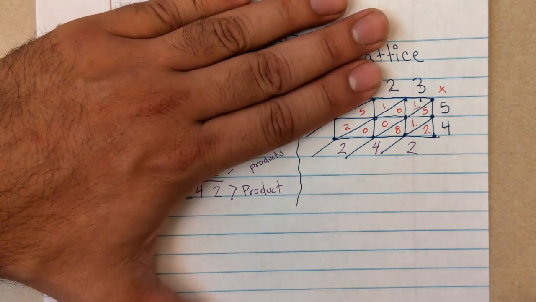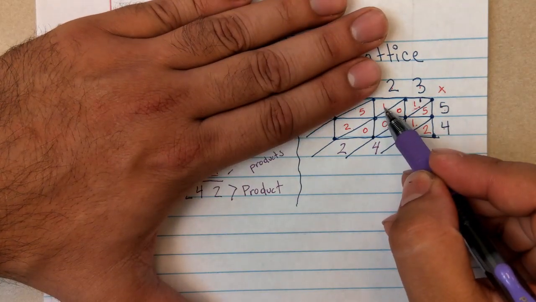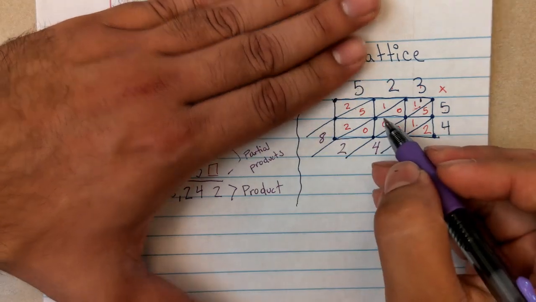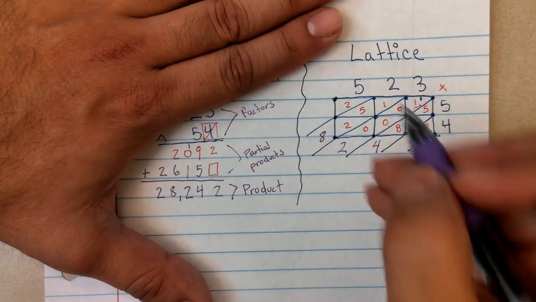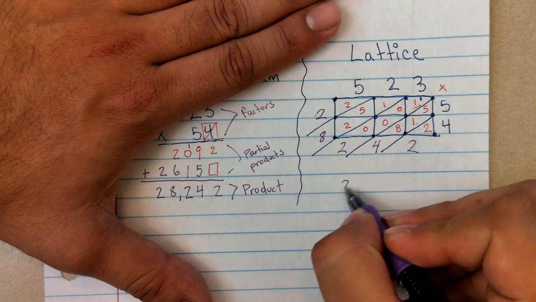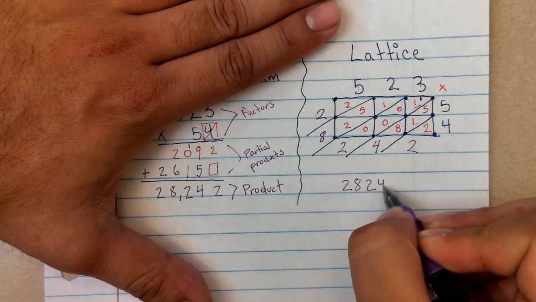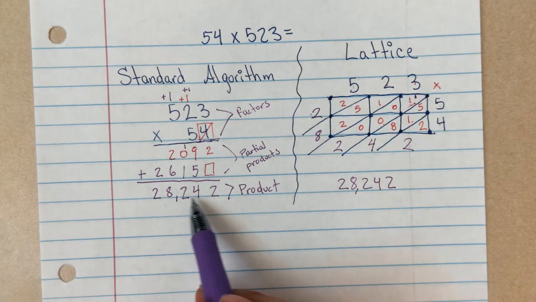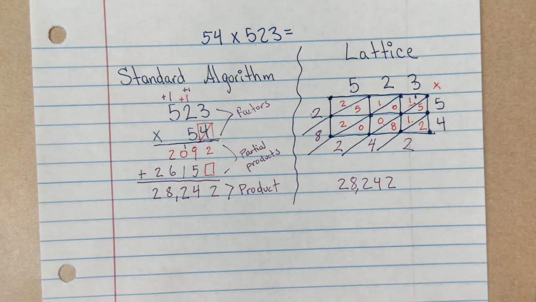Go to the next slide. I have 5 plus 1 is 6, plus 2 is 8. And then over here by itself is just the 2. Now if I look, my answer is outside the box. 2, 8, 2, 4, 2. Which is exactly the same product as what we got from the first strategy.